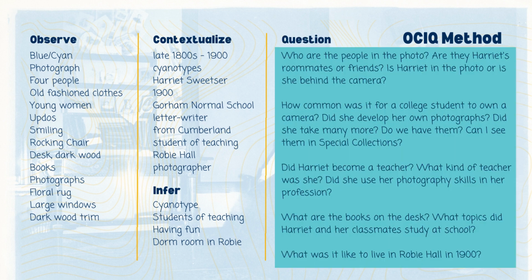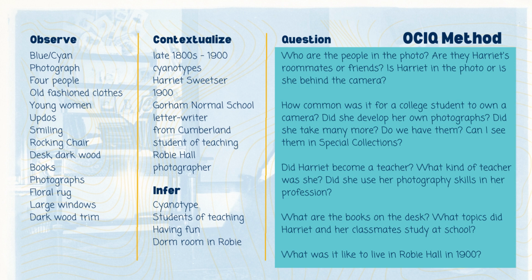Are they Harriet's roommates or friends? Is Harriet in the photo or is she behind the camera? How common was it for a college student to own a camera? Did she develop her own photographs? Did she take many more of them? Do we have them? Can I see them in special collections? Did Harriet become a teacher? What kind of teacher did she become? Did she use her photography skills in her chosen profession?